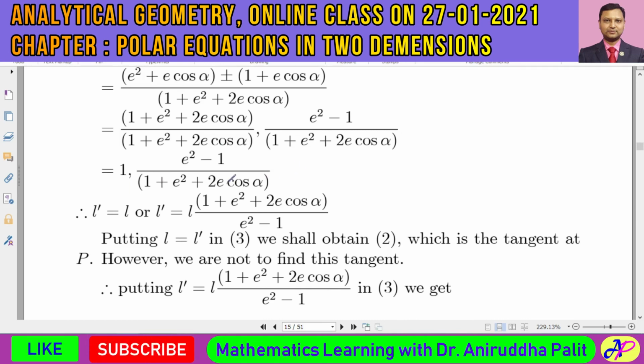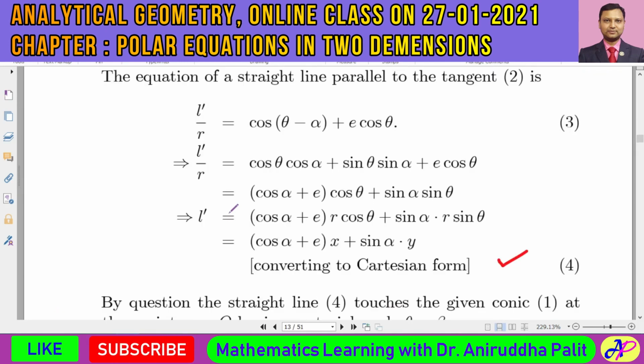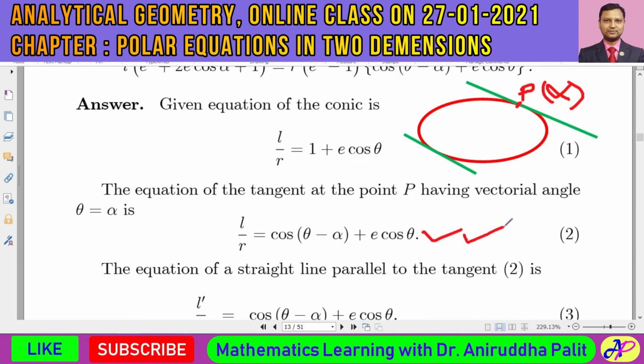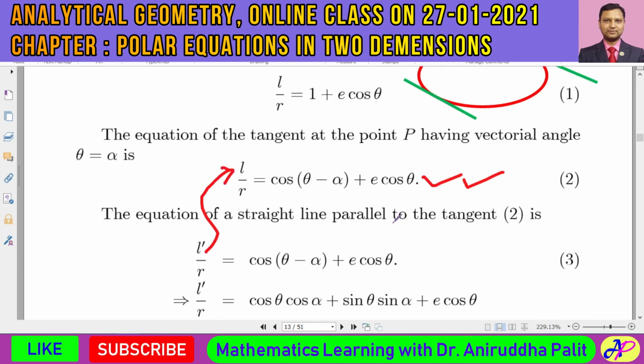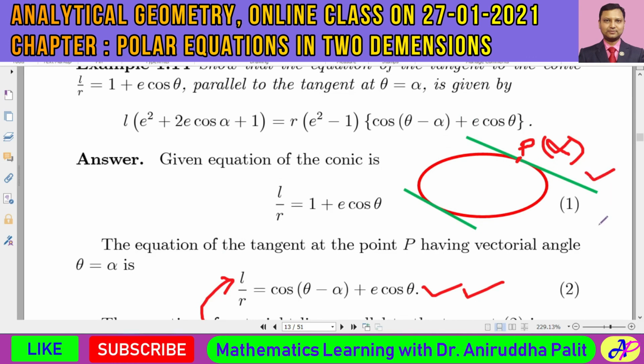Now you see, if L by L prime is equal to 1, then L and L prime both become the same. And if L becomes equal to L prime, in that case we would get this equation number 2. Got it? And equation number 2 is actually the tangent line at the point P, but we are not interested in this tangent line. Rather, we are interested in the tangent line at the point Q. Got it? That's why L is not equal to L prime.